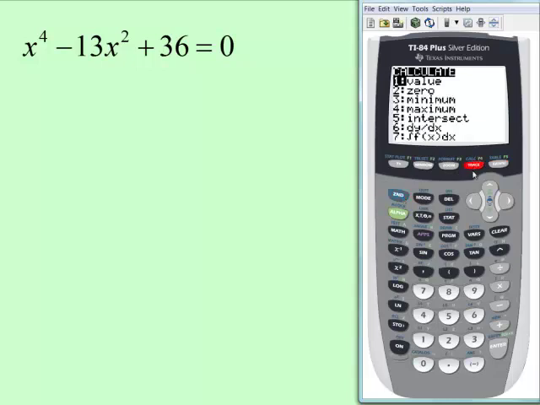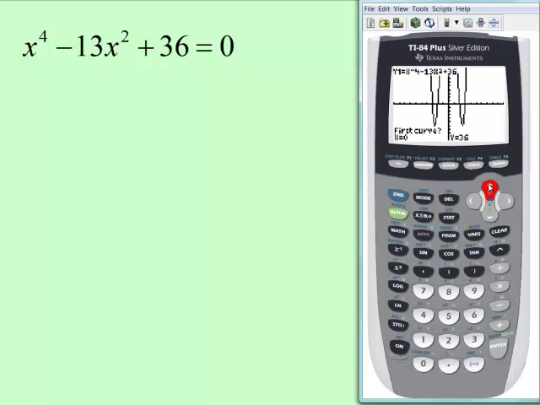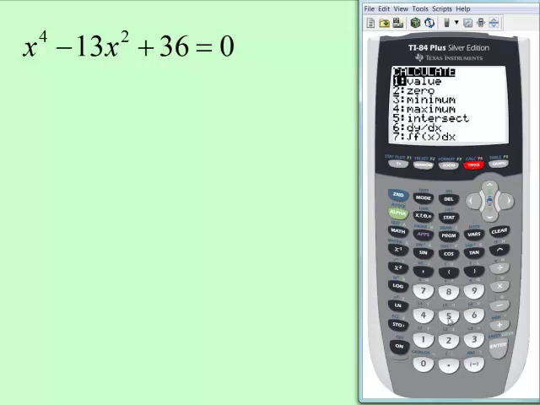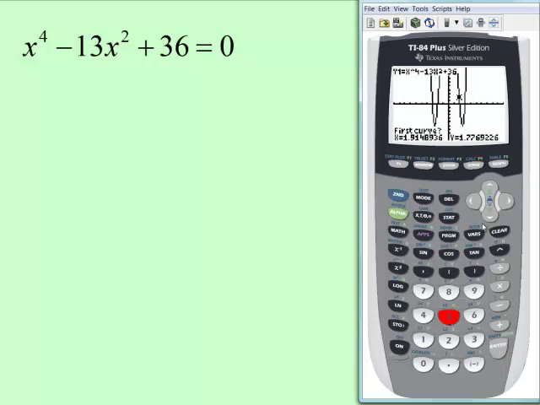Second, calc, number 5, move the cursor close to where they cross. Press enter 3 times. That's one of the answers. X equals 2. Do it again. Second, calc, number 5. Move the cursor over to some other place where they cross. Put the cursor on the x-axis and then the right arrow to move it over, close to where they cross. Press enter 3 times. And we get x equals 3.